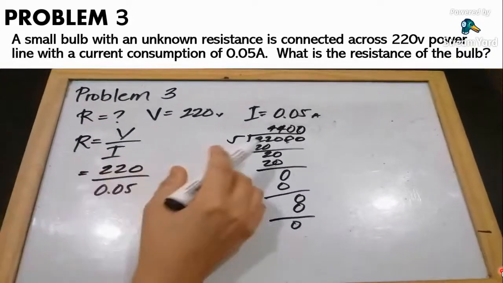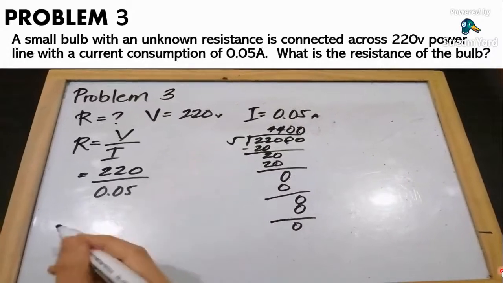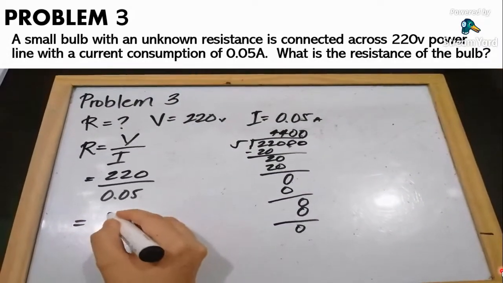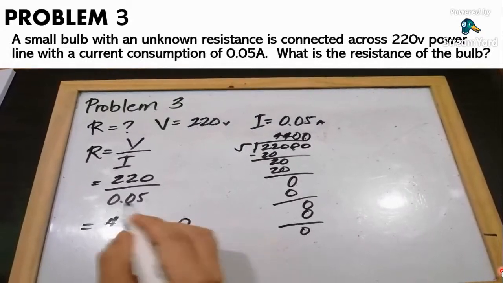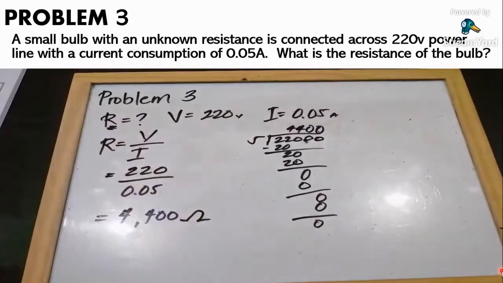So, the final answer is 4,400. Wala siyang butas. So, 4,400 ohms. Bakit ohms? Kasi resistance yung hinahanap.